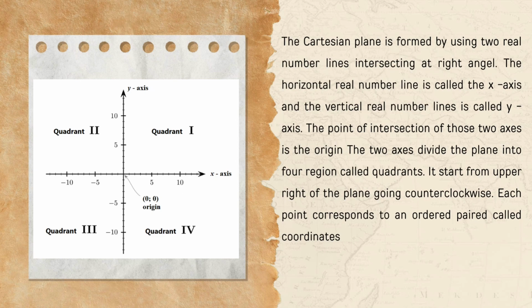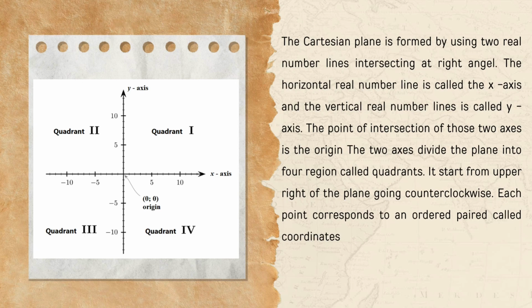The Cartesian plane is formed by using two real number lines intersecting at right angles. As you can see, we have two lines intersecting each other, the y-axis and the x-axis. The horizontal real number line is called the x-axis, and the vertical real number line is called the y-axis. The point of intersection of the two axes is the origin. As you can see in the pictures, there is an intersection, and that's what we call, very good, the origin.